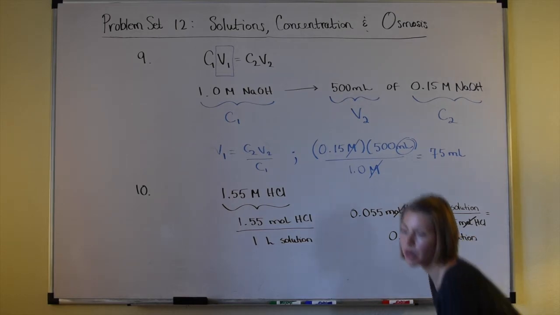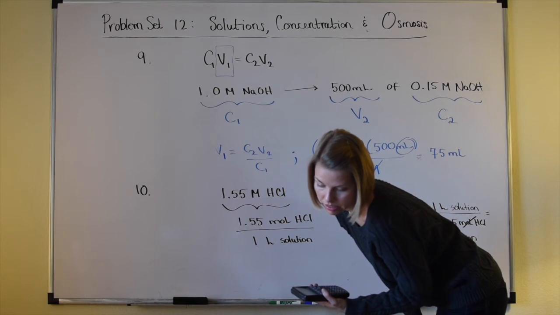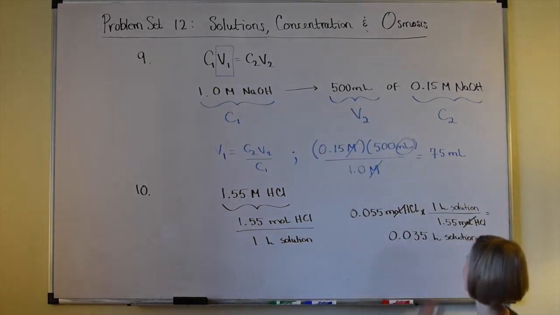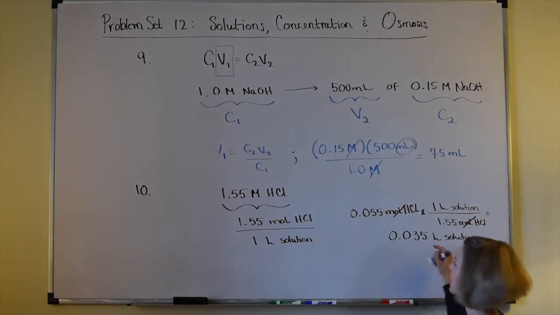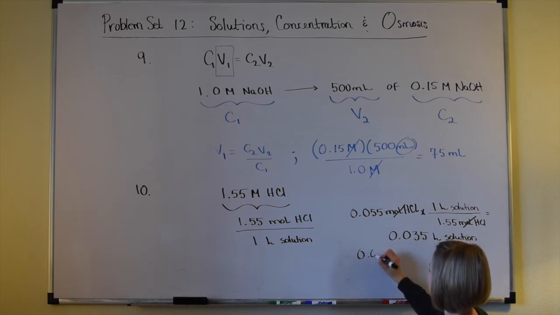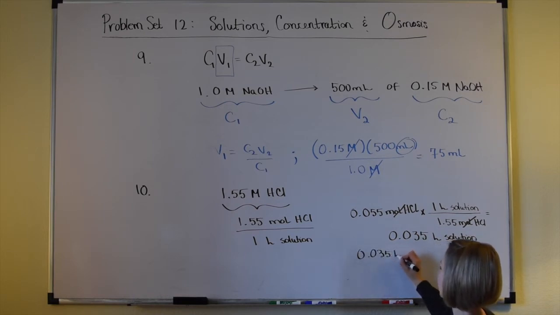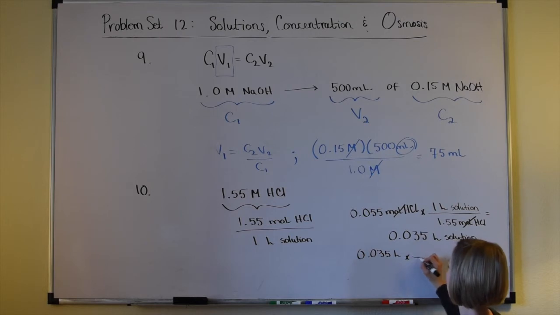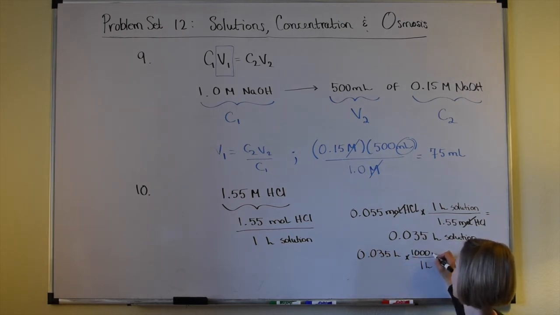And I believe you were asked, let's see, how many milliliters. Okay, so we've got it in liters. Let's go ahead and convert that into milliliters. 0.035 liters. And in every 1 liter, there are 1,000 milliliters.